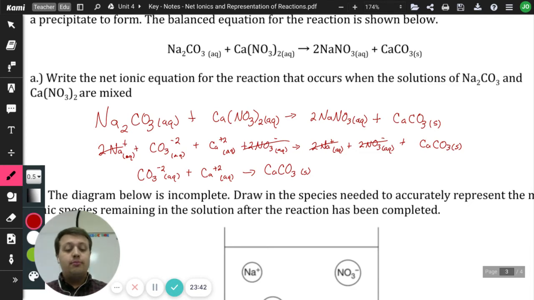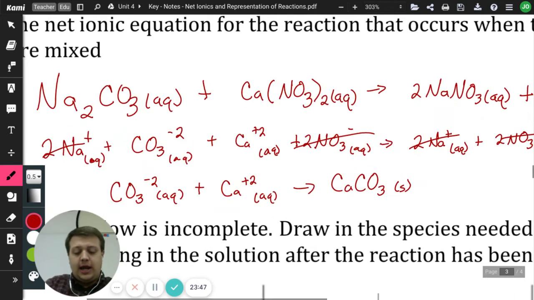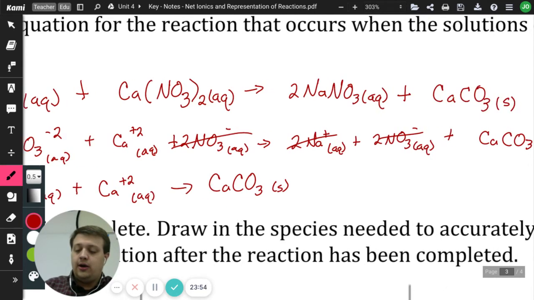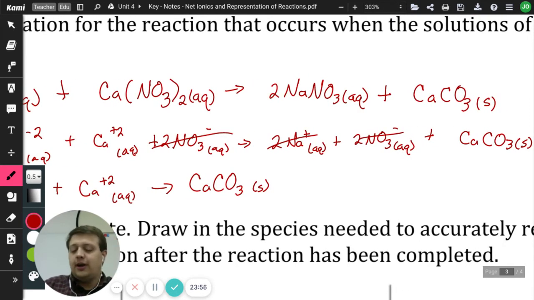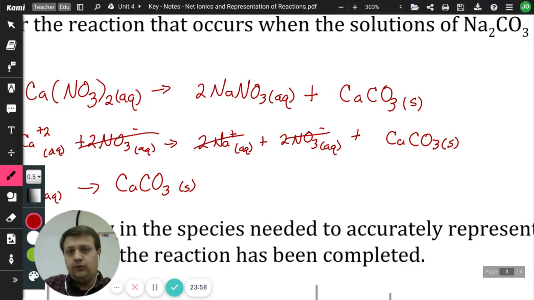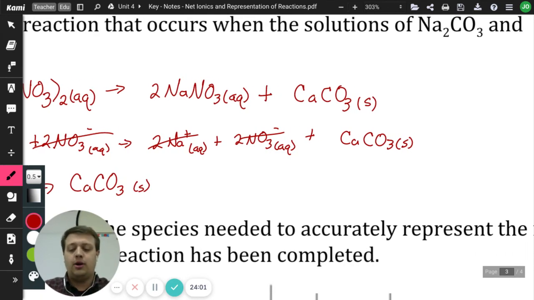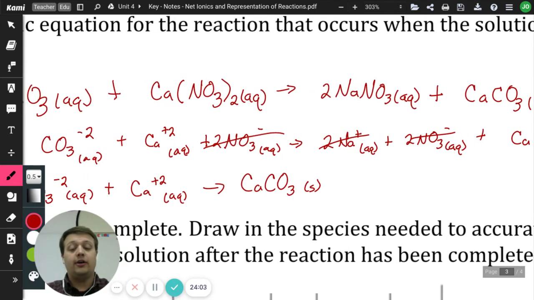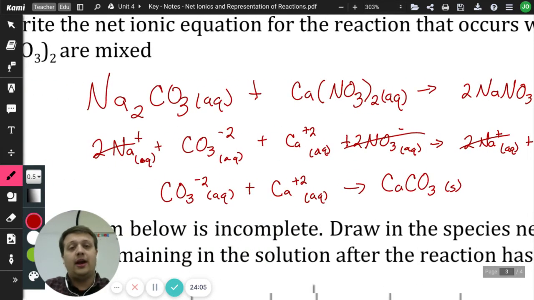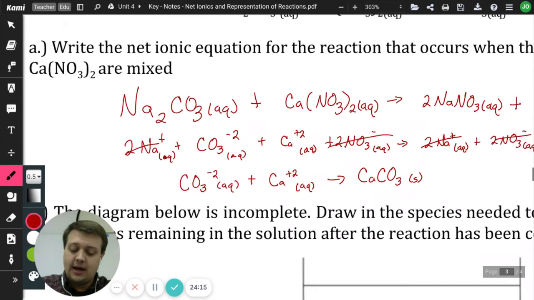solubility. Moving down to the next one, I go through my complete ionic reaction. So I've got my 2 sodiums there, my carbonate, the 1 calcium, the 2 nitrate ions. Then we come over to the other side, 2 sodium ions, 2 nitrate ions, and then we have our calcium carbonate here. So we went back in, crossed off our spectators, and we should have ended up with carbonate here with the -2 charge, plus calcium with this +2 charge, and that produced the CaCO3. So that would be the net ionic equation.